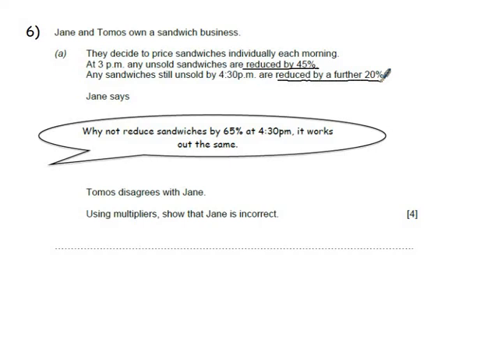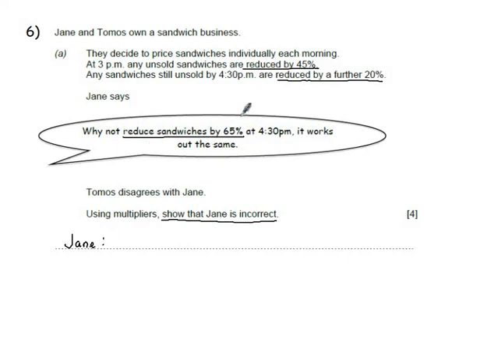Jane says, why not reduce sandwiches by 65% at 4:30? It works out the same. So Jane has given an alternative of a reduction by 65%. Thomas disagrees with Jane. Using multipliers show that Jane is incorrect. So the question tells us that Jane is wrong and we need to try and prove it. So if we start with Jane and her multiplier. So Jane says reduce the sandwiches by 65%.